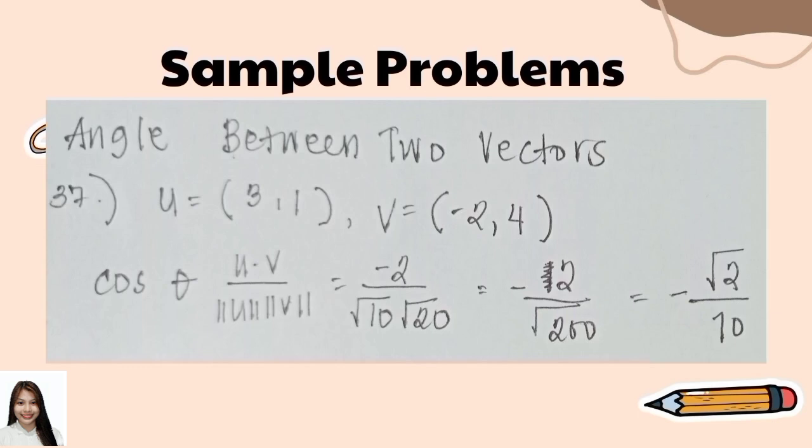By the formula, cosine theta is equal to u dot v over the absolute value of u times the absolute value of v, which is equal to negative 2 over square root of 10 times square root of 20, which is equal to negative 2 over square root of 200, and that is negative square root of 2 over 10.